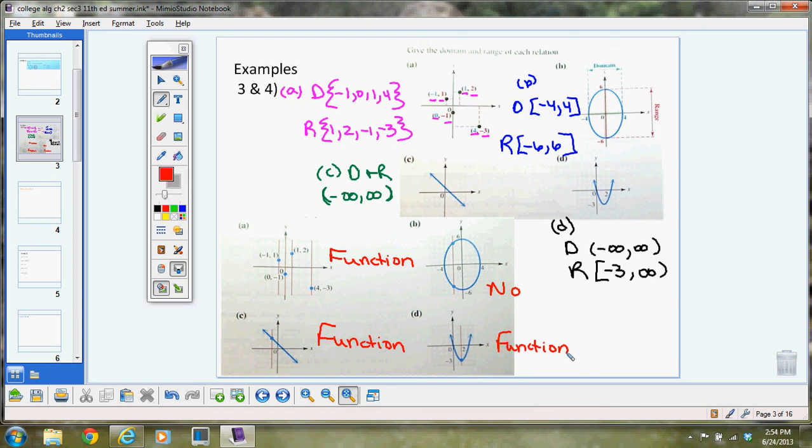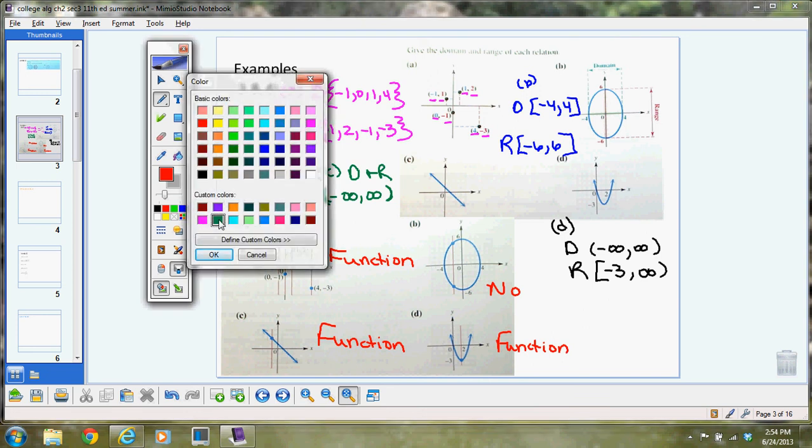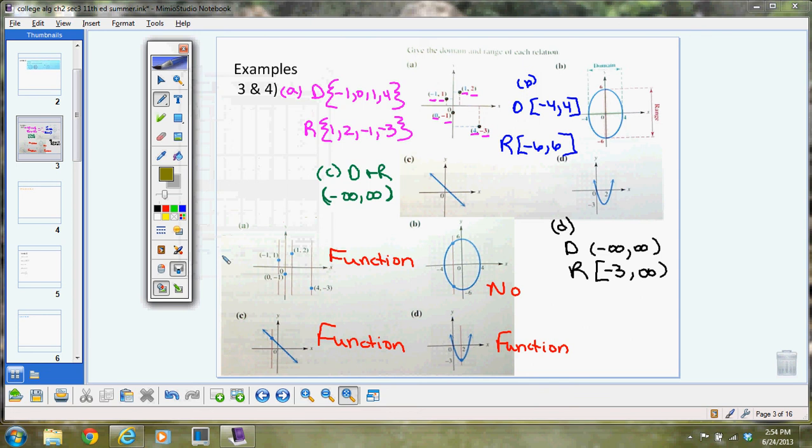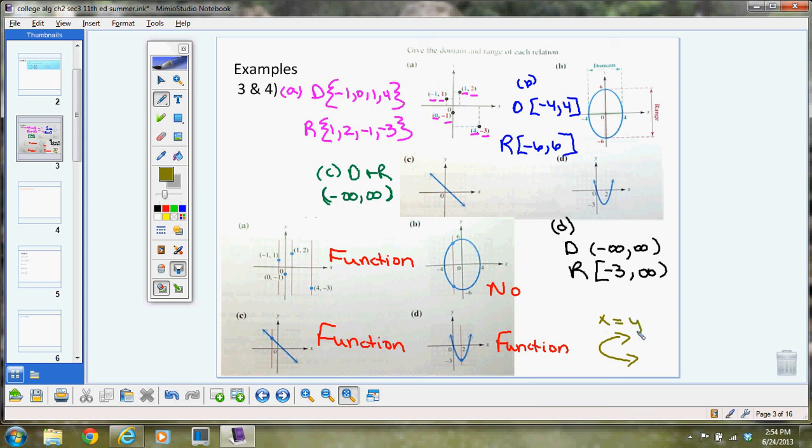I do need to point out though, if your graph looks like this, that is a parabola. This would be x equals y squared, okay? X equals y squared is not a function because if I draw a vertical line there, I'm touching the graph twice. So if you were given that one, the answer would be no, it is not a function.